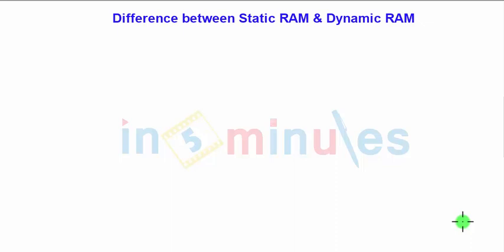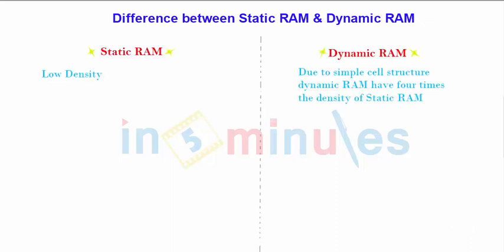So let us see some of the very important differences between the static RAM and the dynamic RAM. Starting with the very first point, static RAM has a low density, whereas the dynamic RAM, due to simple cell structures, has 4 times the density of the static RAM. If you consider the manufacturing process, static RAMs can be implemented with the help of bipolar technologies, whereas the dynamic RAM can be implemented using unipolar, that is nothing but MOSFET fabrication. So that's why density is less in the static RAM.